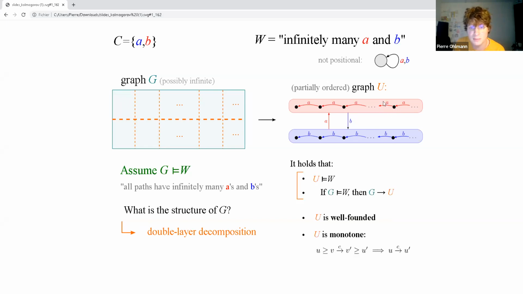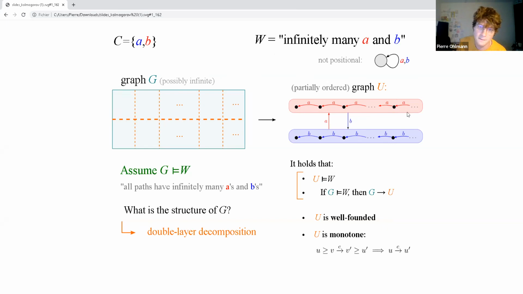If I take an infinite path, well, I will wait with A, but I cannot wait forever. At some point, I have to see a B. And then again, I cannot see B's forever. I will have to see an A in the future. So this does satisfy the objective, and it actually characterizes the graphs that satisfy the objective in terms of having a morphism.